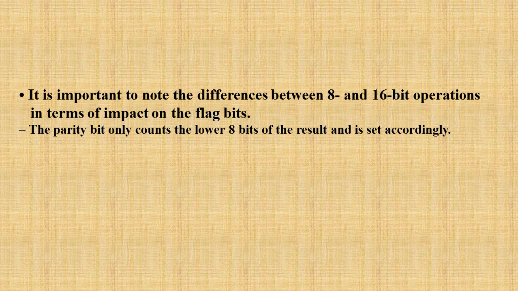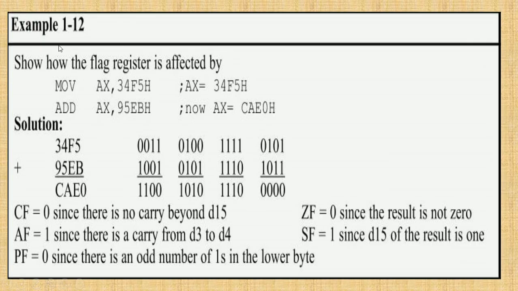Suppose you go for 16-bit. It is important to note the differences between 8 and 16-bit operations in terms of impact on the flag bits. The parity bit only counts the lower 8 bits of the result and is set accordingly. Means the parity flag depends upon 8 bits, not 16-bit. Suppose you perform a 16-bit manipulation, it considers only the lower order 8 bits, not everything.